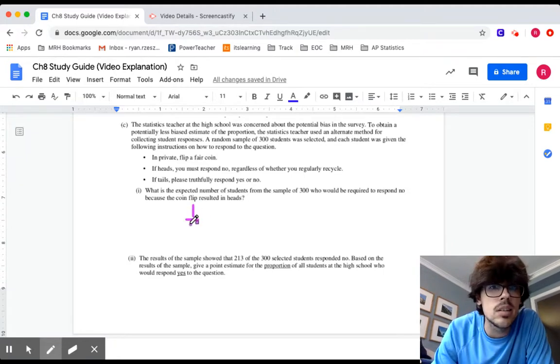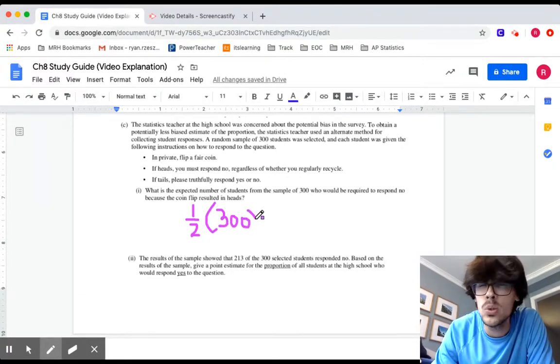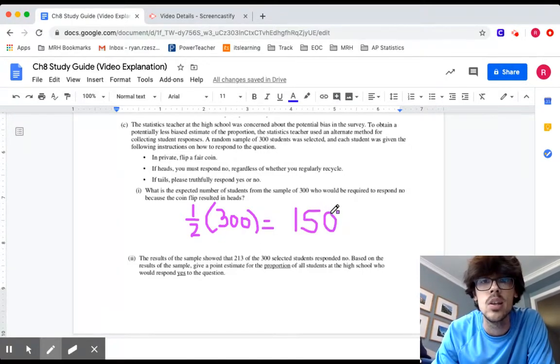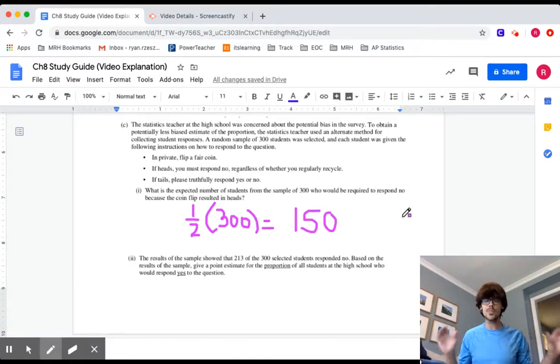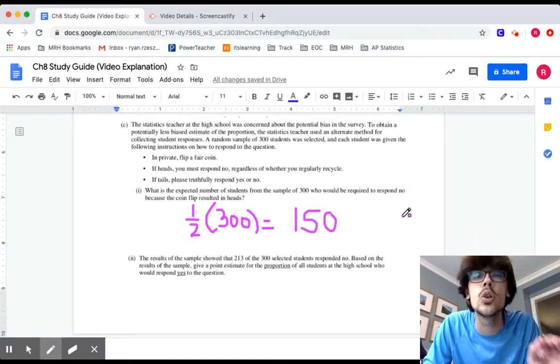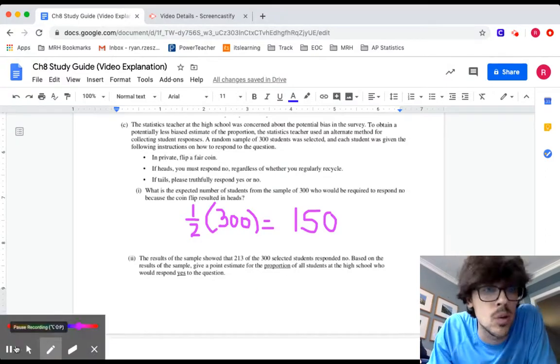So what is the expected number of people in a sample of 300 who will say no just because the coin lands on heads? This feels too easy, but it's really setting you up for the second question. Half the people, approximately, are going to say no just because of the coin. That's 150. Make sure you show your work: half times 300.